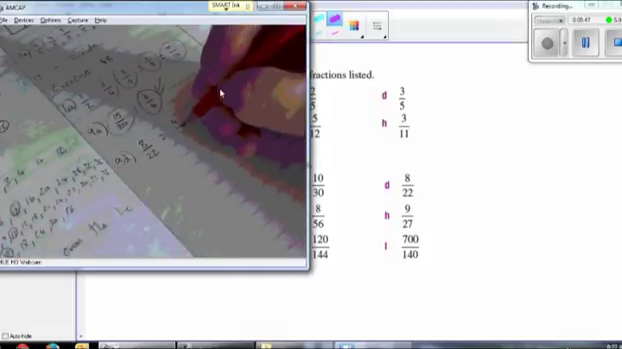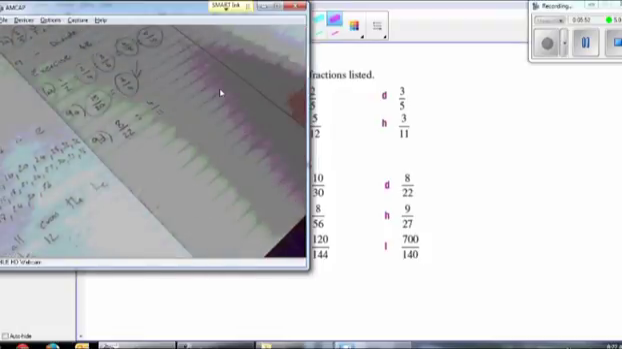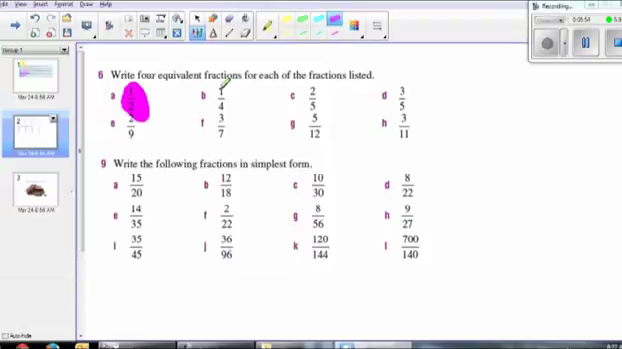Okay, you'll notice here that 11 is a prime number. That means our fraction is simplified. We can't go any further. I'm going to do one more. Let's have a look at 9G.